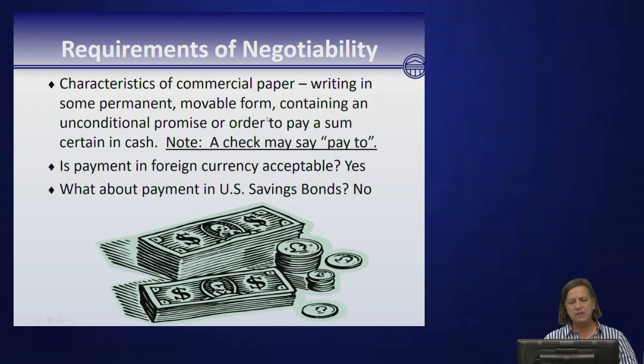Requirements of negotiability, you have to have a writing in some permanent movable form containing an unconditional promise if it's a promissory note or an unconditional order to pay a sum certain in cash. Cash means cash. A check may say pay to and still be negotiable. Is payment in foreign currency acceptable? Yes. How about payment in U.S. savings bonds? No, it would not be a negotiable instrument.